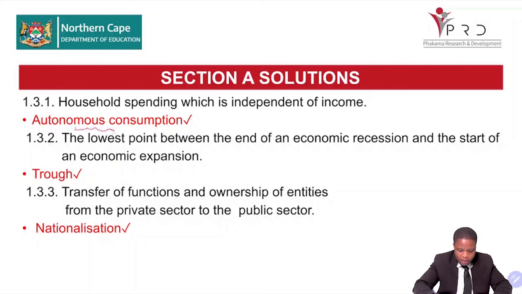The lowest point between the end of economic recession and the start of economic expansion, the lowest point, it is trough. Then what is your highest point? Highest turning point. That is peak. If you said peak, you are correct. 1.3.3, transfer of functions and ownership of entities from the private sector to the public sector. So you are transferring them from private to public. That is nationalization. Your answer will be nationalization.